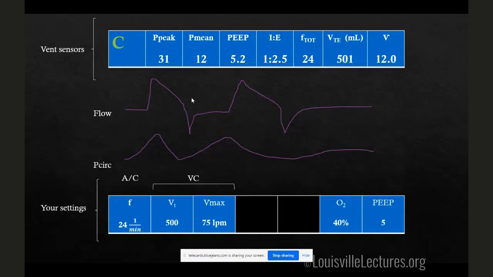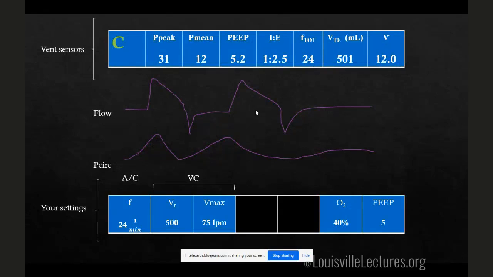PEEP is what the machine is sensing as the baseline PEEP, and this can fluctuate a little bit. I to E stands for inspiratory to expiratory ratio. It's really kind of outside the scope of what you need to know. F total is respiratory rate, and F stands for frequency. So this is what the patient breathes.